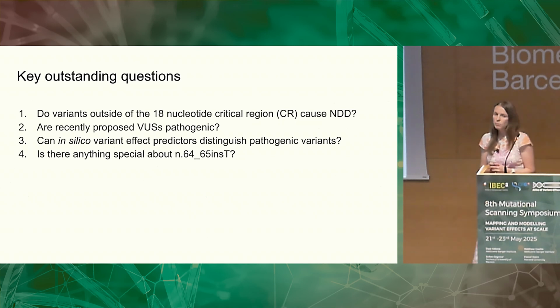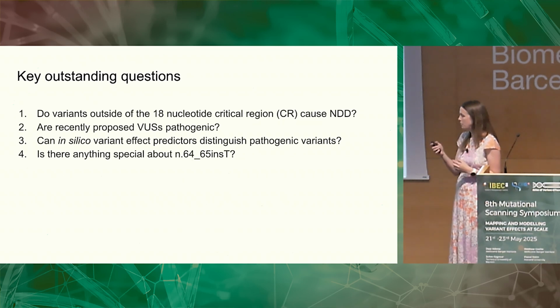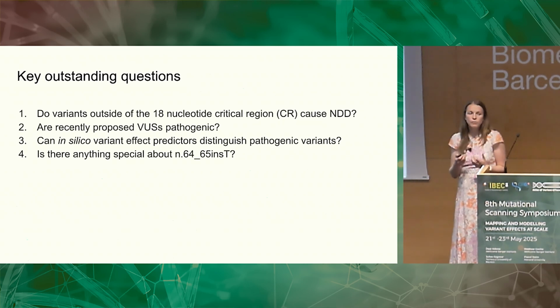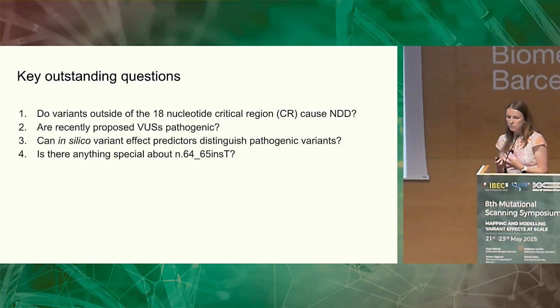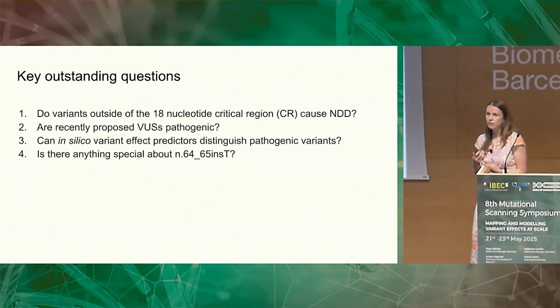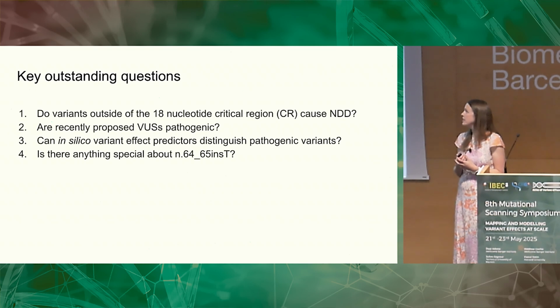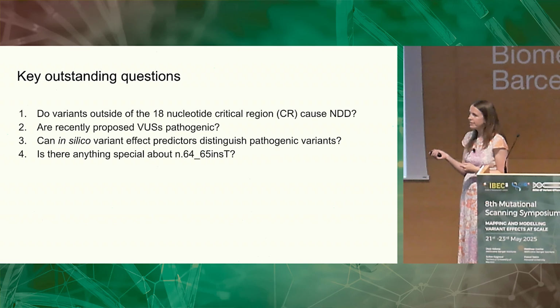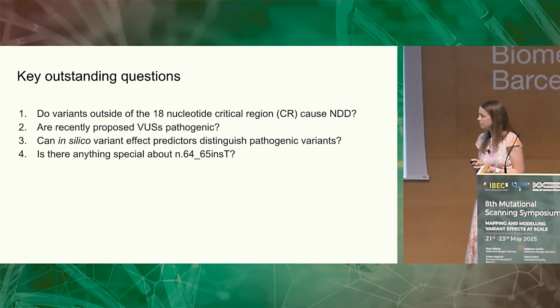But there are a multitude of different outstanding questions that we still don't know. We're really in the early days. It was February last year when Yiyan came to me with this variant. So do variants outside of that critical 18 base pair region cause neurodevelopmental disorders? There's been a series of VUSs that have been proposed, but are they actually pathogenic? Can any in silico tools, variant prediction tools, actually distinguish pathogenic from benign variants? And is there anything special about that kind of crazy single base insertion that keeps recurring?